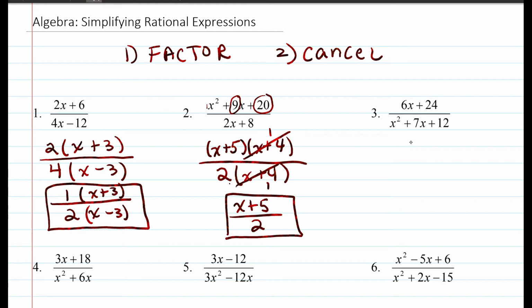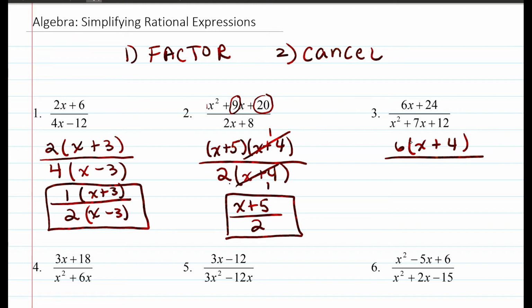Now my third example. 6x plus 24 over x squared plus 7x plus 12. The first step, always look for a GCF. So in the numerator, I'm thinking that the GCF is 6 because 6 goes into 6 and 24. 6 goes into 6x, x times. 6 goes into 24, positive 4 times. There's no GCF in the denominator, so I look at my denominator and I see an expression with 3 terms.